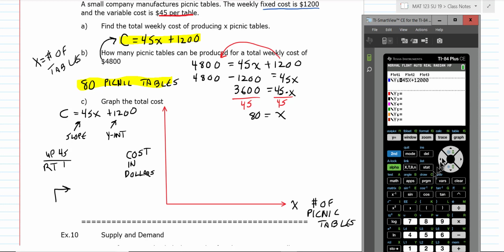Now, you want to set your window up. It keeps typing an extra 0. Okay, so what we want to do is get your window set up. So on this one, notice if we found when the cost was 4,800, we had 80 picnic tables. So we're just going to kind of ballpark this. I'm going to go 0 to 100. I want to go all the way past 80 because I want to show you why this answer 80 is the right answer. And then we'll scale that. So we probably want to scale that by 10. So that would be a logical way to do that.